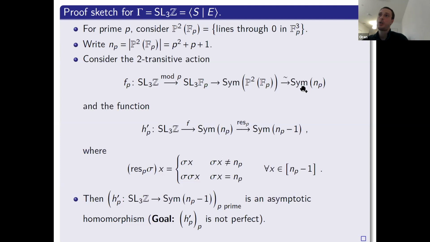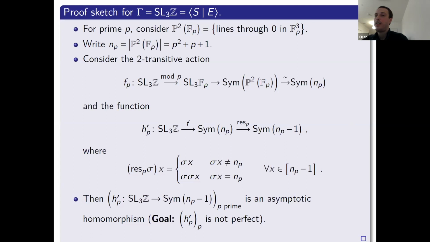And I construct another function, not a homomorphism, called H prime P, by taking SL3Z to Sym(NP minus 1). So the same, this should have been FP, sorry. I'm taking the same homomorphism that I took here, and over it, I am composing a map that takes permutations on 1 to NP and generates permutations on 1 to NP minus 1. I'll tell you what this function is in a moment. This is not a group homomorphism, but it somehow just shrinks a permutation by one element.